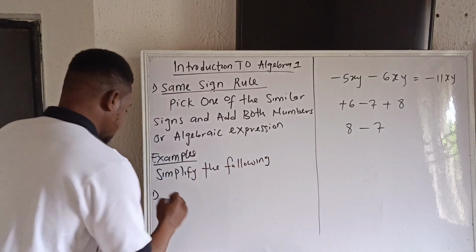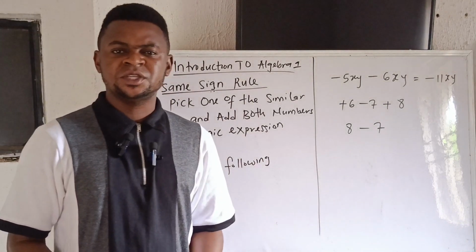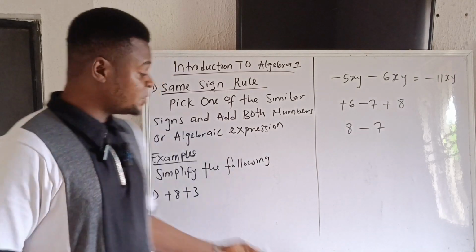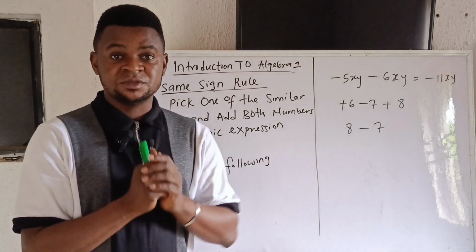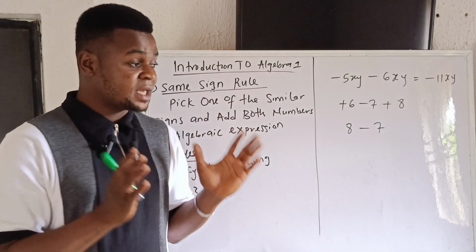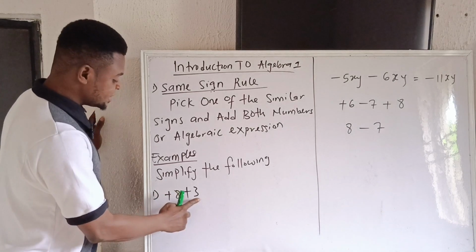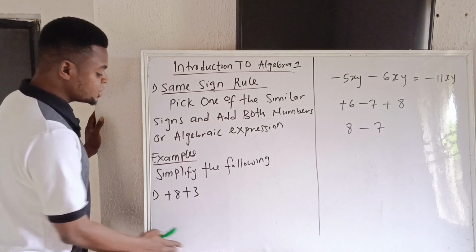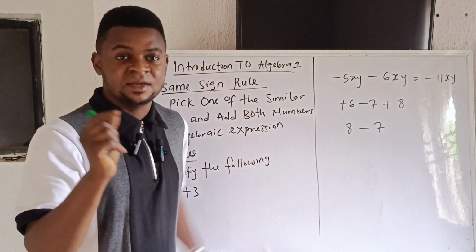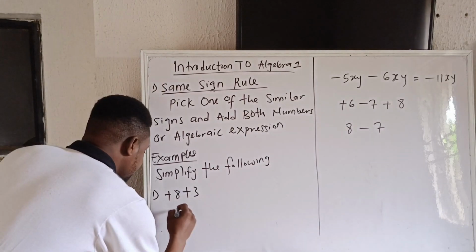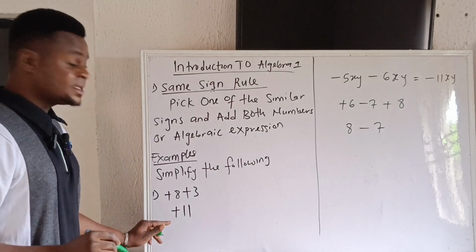Number 1, if you have something like plus 8 plus 3, and somebody asks you to simplify plus 8 plus 3, what do you think the answer should be? This is not actually hard. This is what we're referring to as the same sign rule. The same sign rule says that pick one of the similar signs and always add both terms. So if you look at our 8 here, the sign for 8 is plus. The sign for 3 is also plus. That means both have the same sign. And since they have the same sign, I'm going to pick one of their similar signs, then I'll add both numbers together. So I'm going to pick plus. 8 plus 3 gives us 11. Can you see that now? So that means my answer is plus 11.